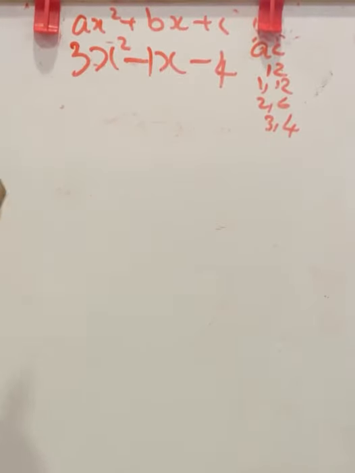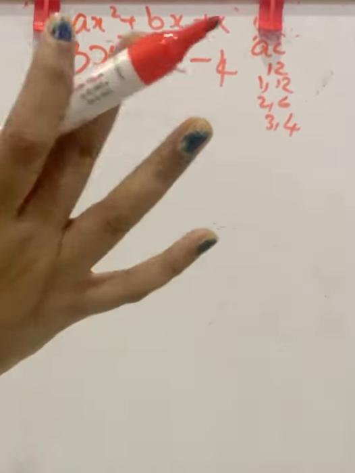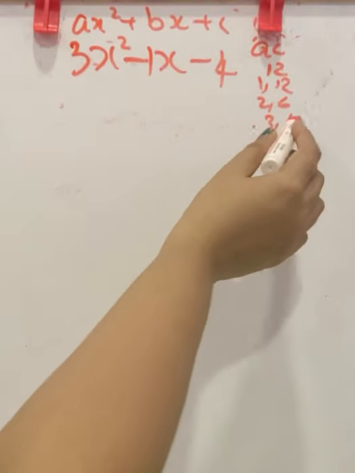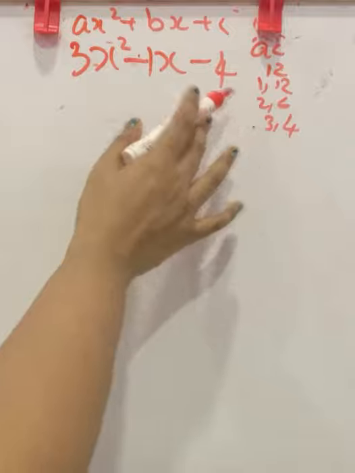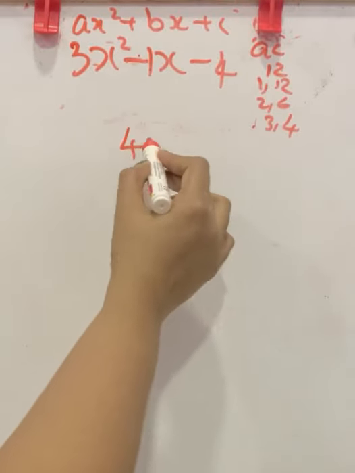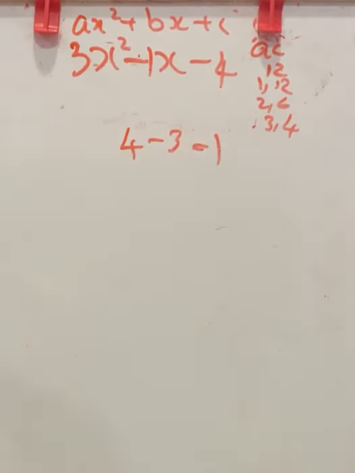1 and 12, you don't get negative 1. 2 and 6 also, you will never get negative 1. 3 and 4, you can make it as negative 1. But how? Let us check how we will get negative 1 from 3 and 4. 4 minus 3 is positive 1, so it is not negative 1. We can't take 4 and 3.